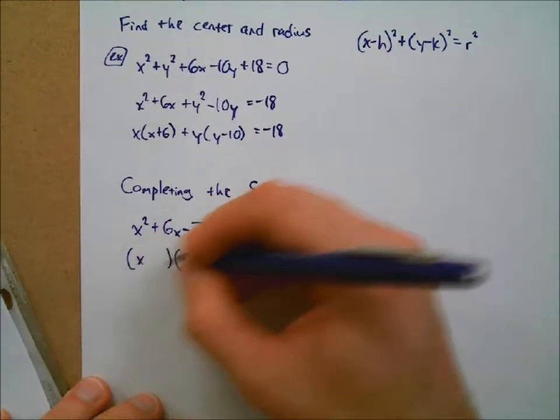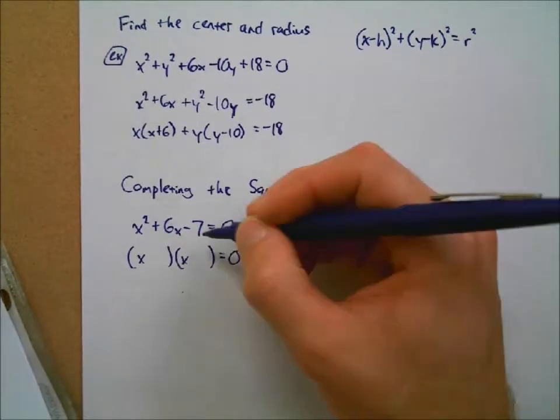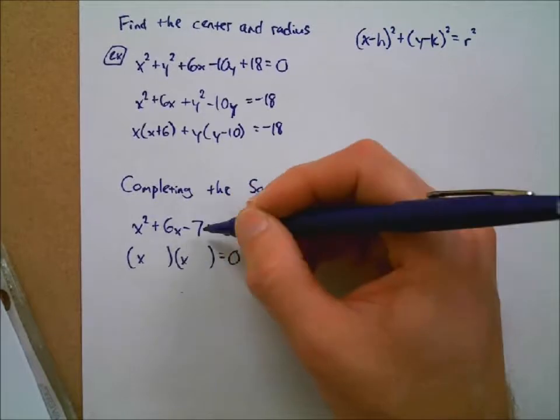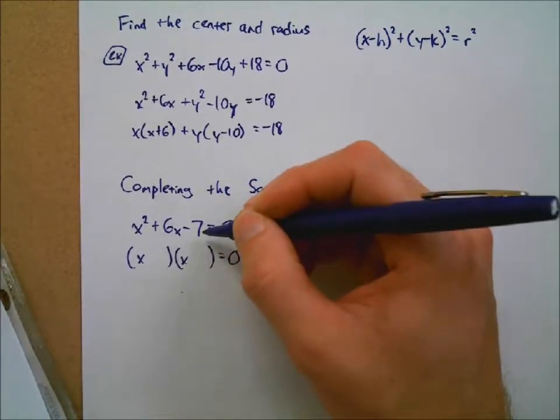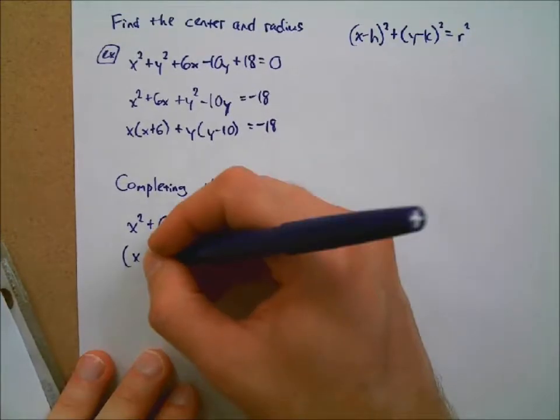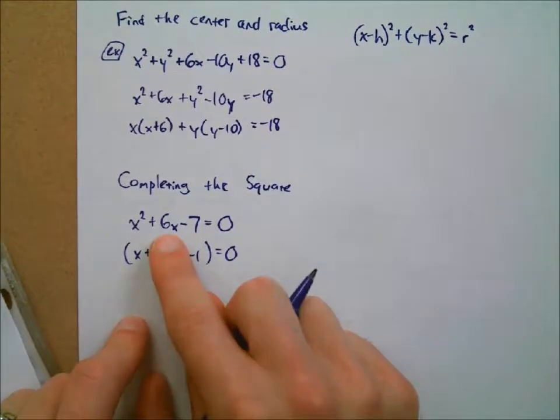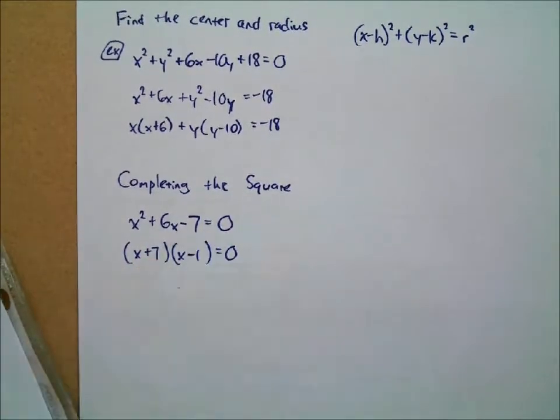All right, so we need two numbers that multiply to make negative 7 and add to make positive 6. So positive 7 and negative 1 multiply to make negative 7, and positive 7 plus negative 1 makes 6, right? So these two numbers add to make the middle term, and they multiply to make the last term. So there we go, we got it. And we'll talk more about factoring this stuff later, too. But all right, so it factors.